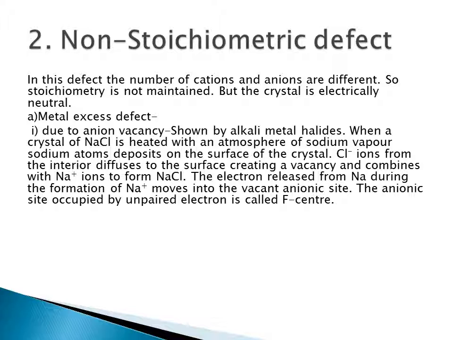To understand this, let us take an example. If a crystal of sodium chloride is heated in sodium vapor, the sodium atom settles on the surface of the solid NaCl. Cl- from the crystal moves to the surface. Sodium atom loses an electron and becomes Na+. The electron moves to the anionic vacancy left behind by Cl-. This site, which is now occupied by an electron, is called F-center.